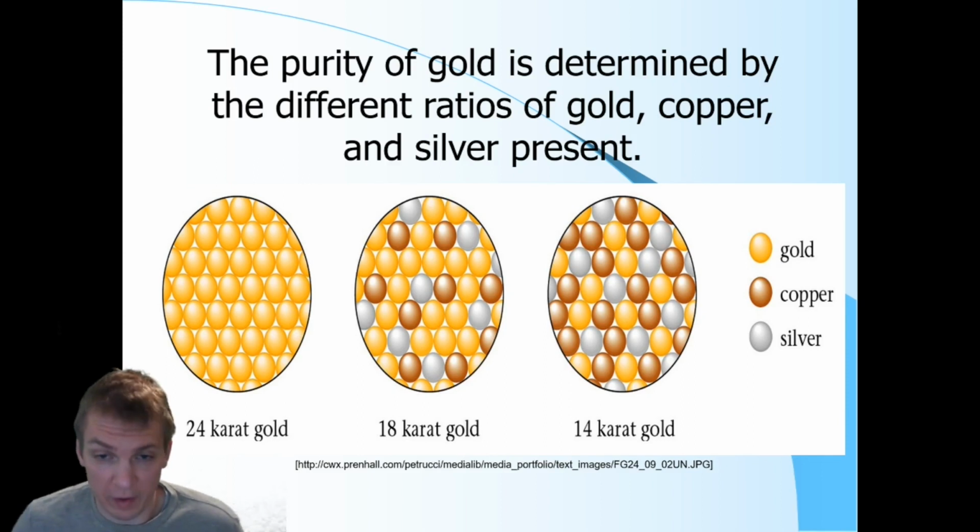18 karat is very high value gold as well. It looks pretty much just like 24 karat gold, except it's much stronger because now we've combined the properties of copper and silver, and it makes it really, really strong.